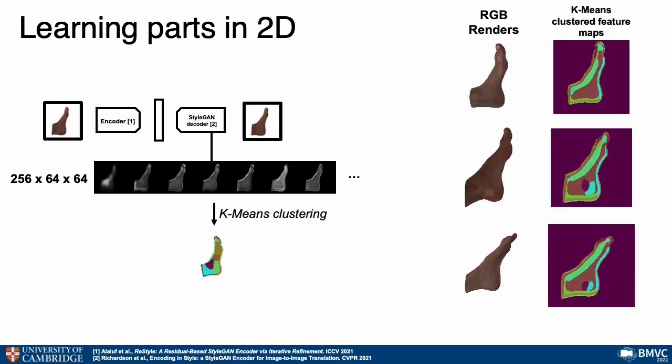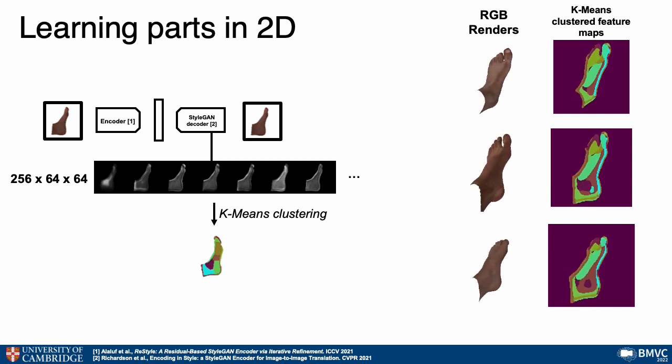To do this, we first train a StyleGAN network to generate plausible renders of our 3D foot scans. Next, we train an encoder to encode foot scan renders into StyleGAN style codes. We then pass a render of a foot scan through this pipeline and observe a set of intermediate feature maps of the StyleGAN decoder. We notice that applying k-means clustering to these feature maps segments the foot into parts in a manner which is fairly multi-view consistent.